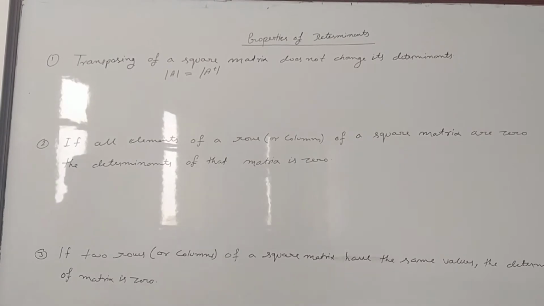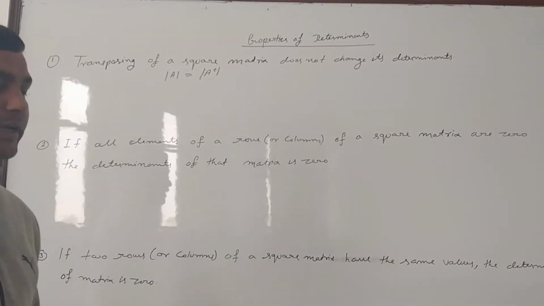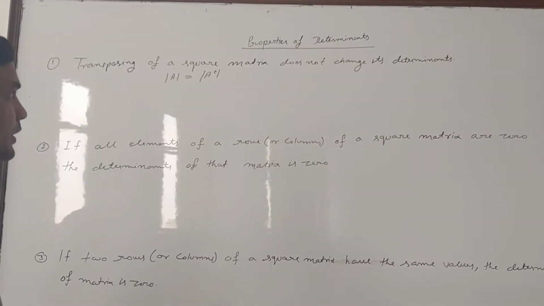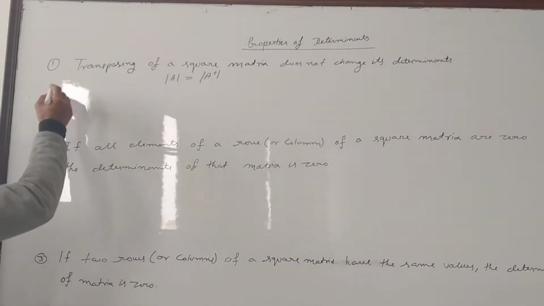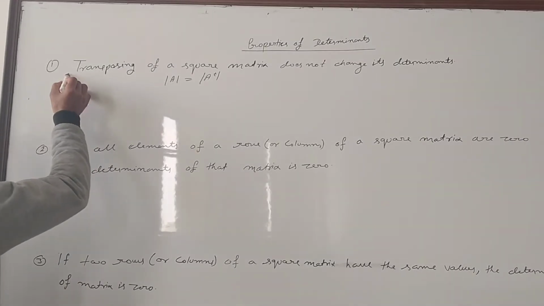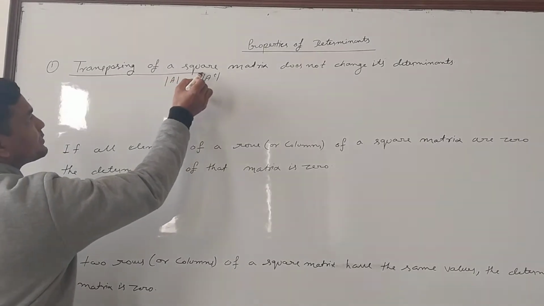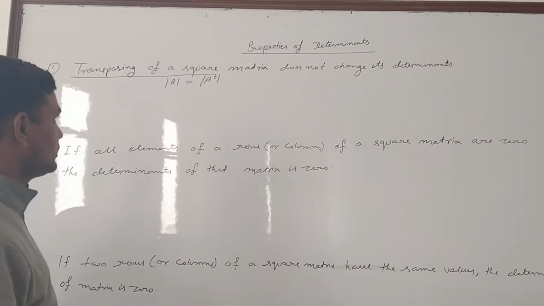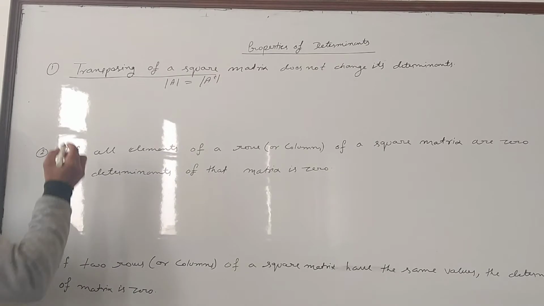Students, today we will learn about the properties of determinants. Basically, we have 7-8 properties of a determinant. The first property of a determinant is the transpose property. Transpose of a square matrix does not change its determinant. First is the transpose.